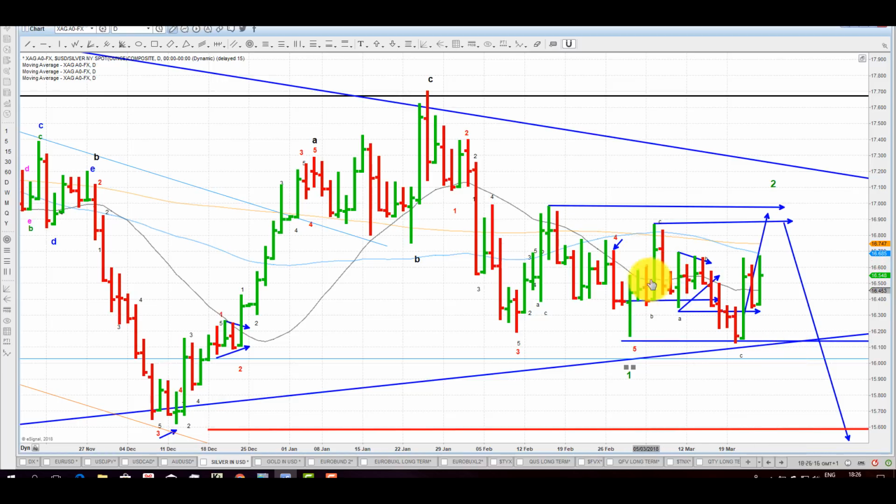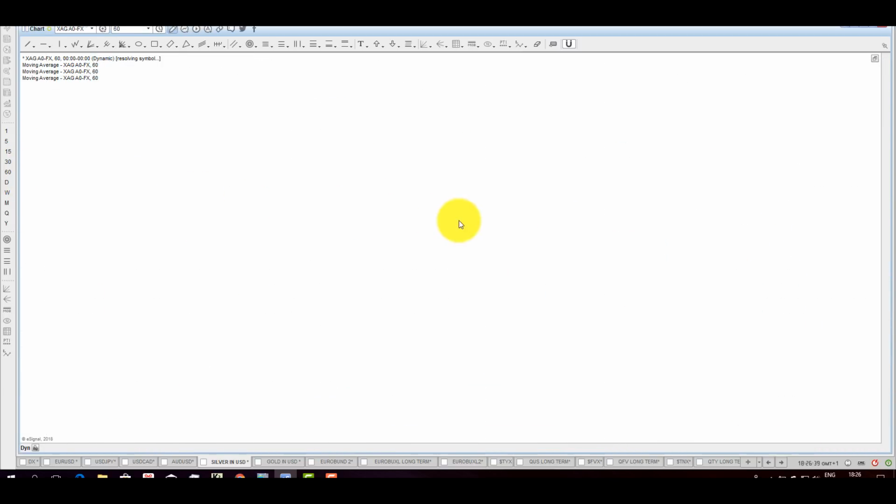Alternatively, we can say we have an ABC that can be taken as an A, we have an ABC that can be taken as a B, and we are going to see a 5-wave move developing towards 16.917, and then we end up with a fairly classic common ABC structure, ABC like that, and then we go down. Let's have a look at the 60 minutes.